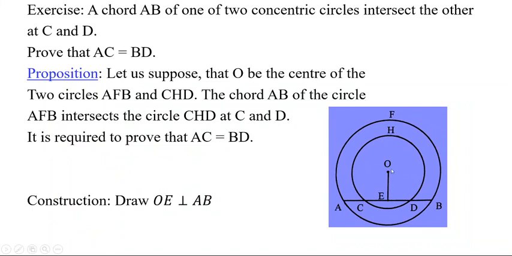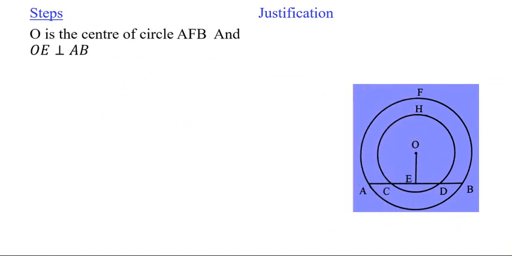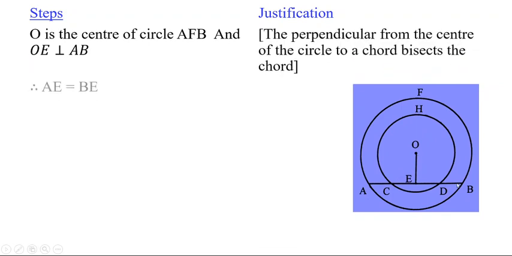Construction: draw OE perpendicular to AB. Now proof. First step: O is the center of the circle AFB, the greater circle, and OE is perpendicular to AB. Therefore, AE equals BE. And the justification is, the perpendicular from the center of the circle to a chord bisects the chord.